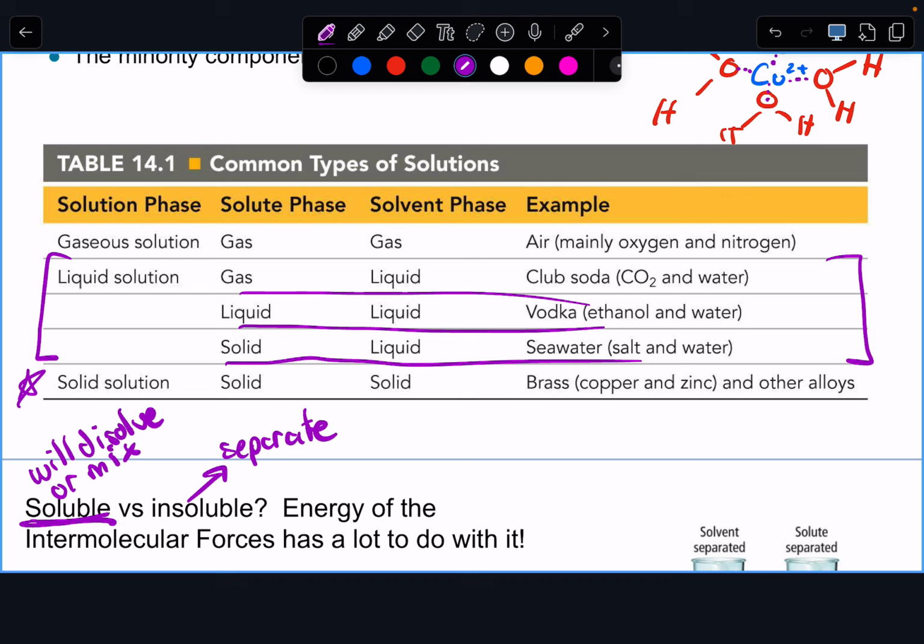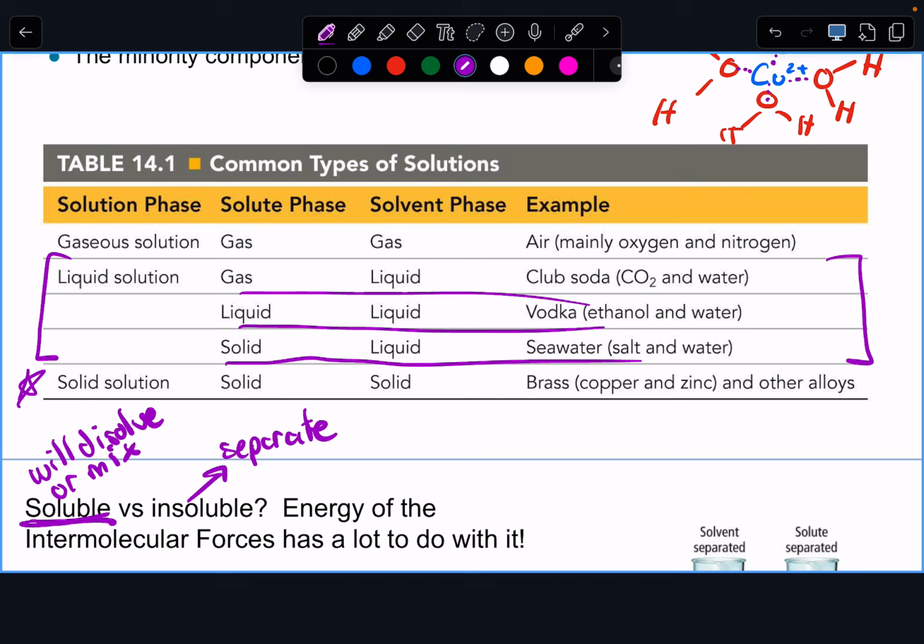If you have two nonpolar things, they'll probably dissolve and form a solution. If you have something that's polar and something that's nonpolar, though, they probably will not mix and form a solution. So like dissolves like, meaning if they have similar polarities, they will dissolve into each other. We are going to give an energy explanation today for why that happens.